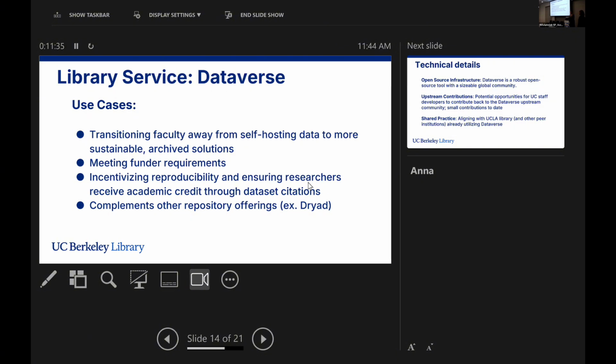And as I mentioned just a couple seconds ago, this complements other existing repository offerings that we have. We are members of Dryad, we are members of Qualitative Data Repository and ICPSR out of the University of Michigan. So this isn't just the one option that they have on campus.